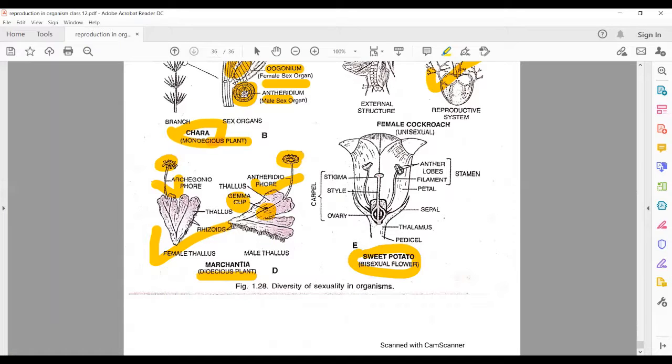Further, there are the post-reproductive events. That part is left, and we will talk about it in the next lecture. Till that time, just read your NCERT and go through all the diagrams with labelings. That is extremely important for you.